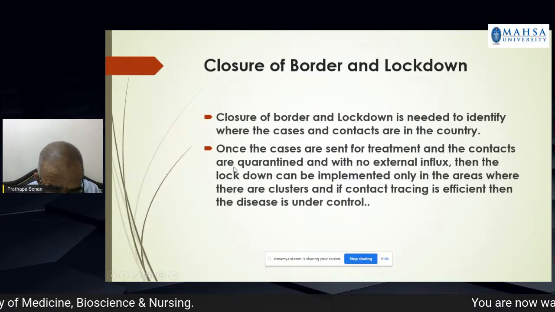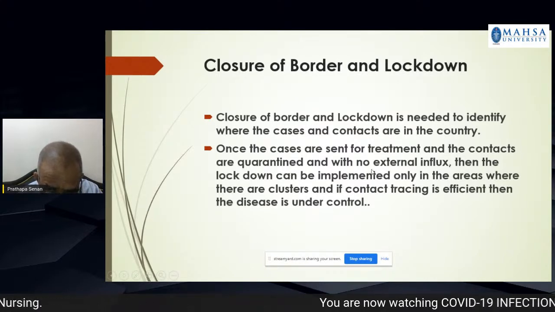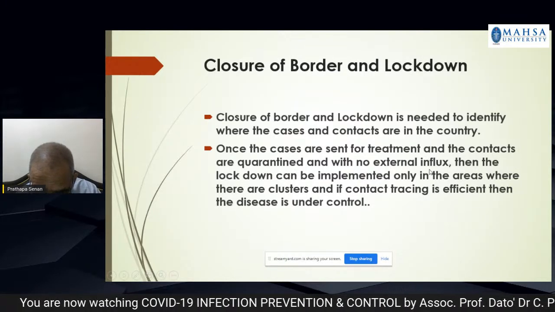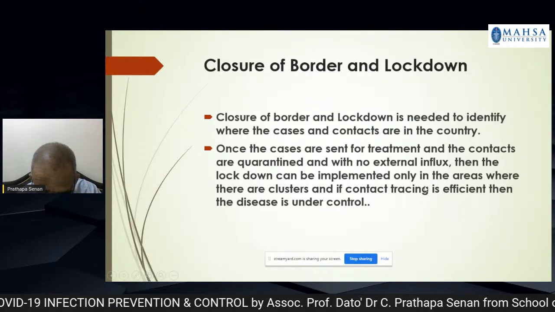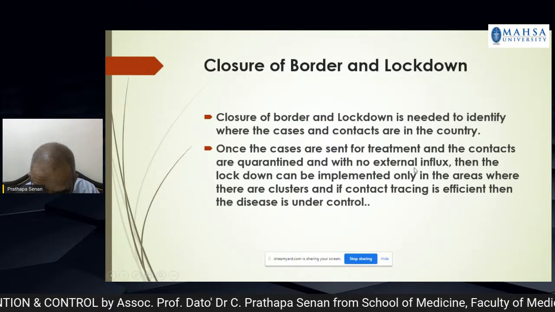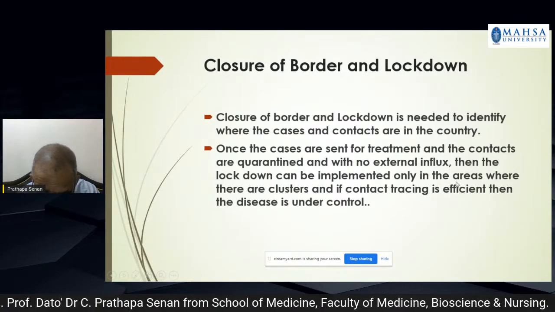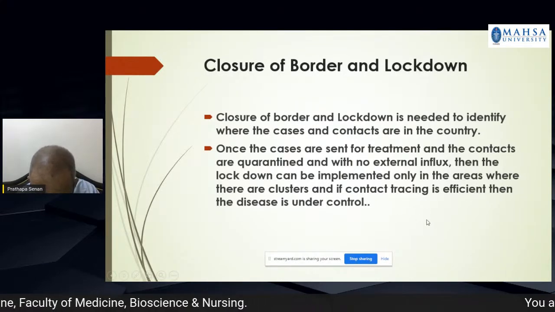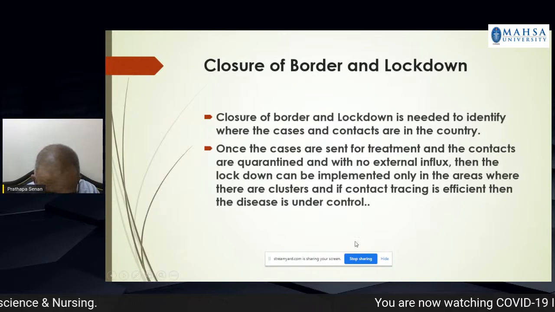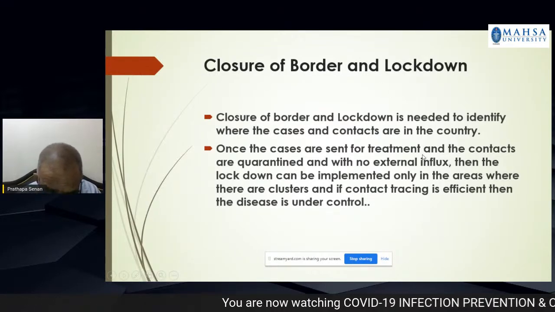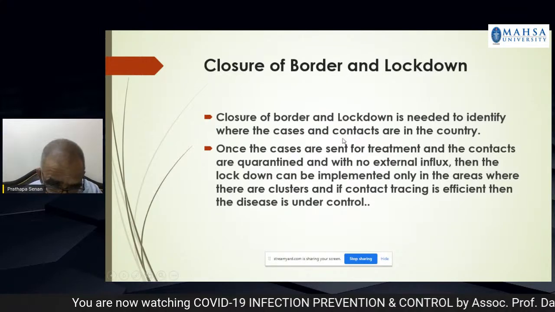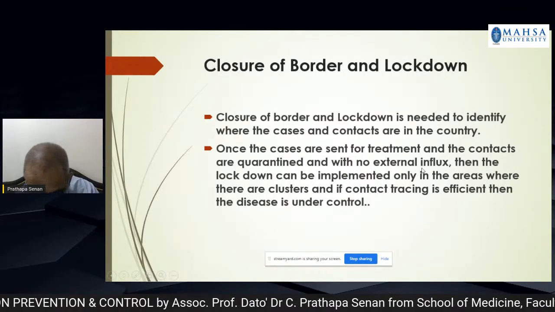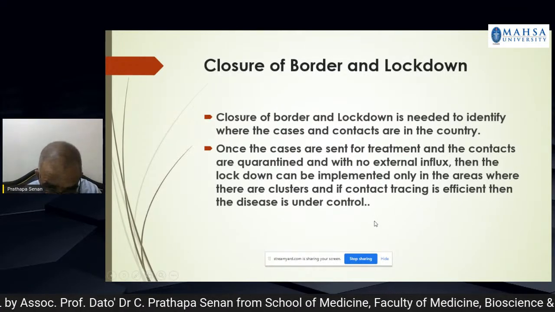That means if the quarantine and your isolation is done efficiently, and there is no influx coming in, you're doing a screening of all the patients coming in, then the lockdown can be implemented only in the area. After that, you have to have lockdowns only in areas where there are cases. No need to have lockdown of big areas. You just lock down within the village, within the small town, and within maybe 100 feet from the house of the person who is infected. That's all.